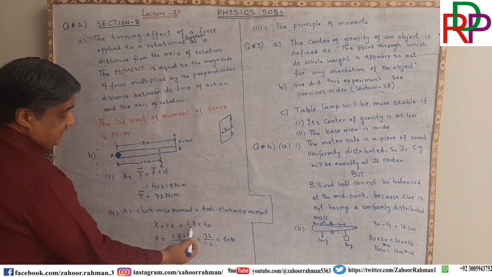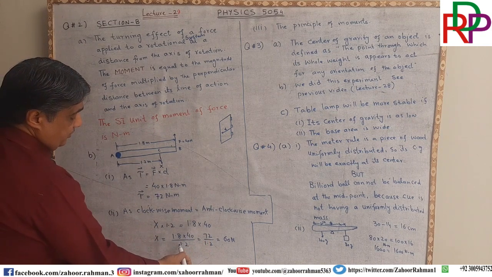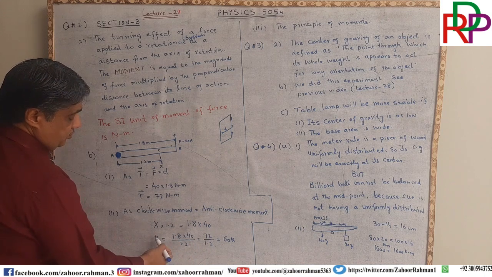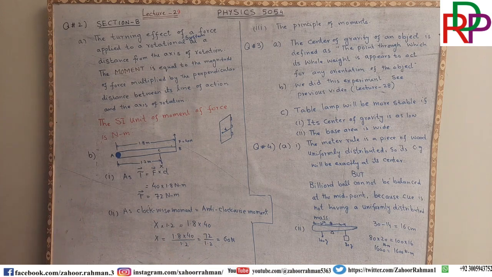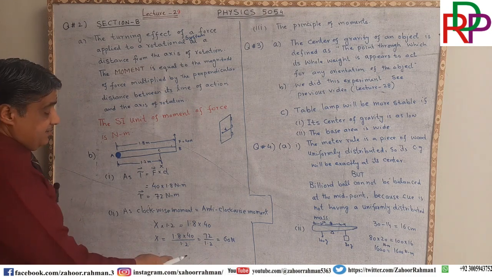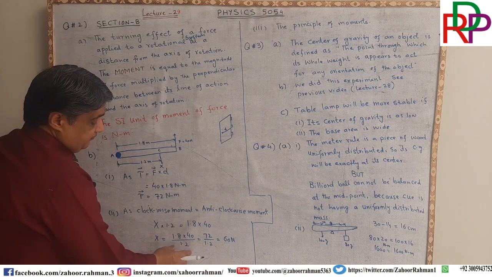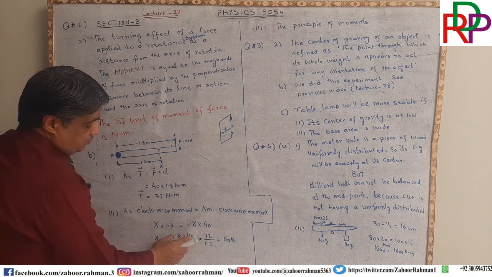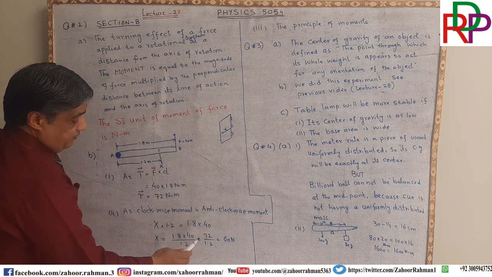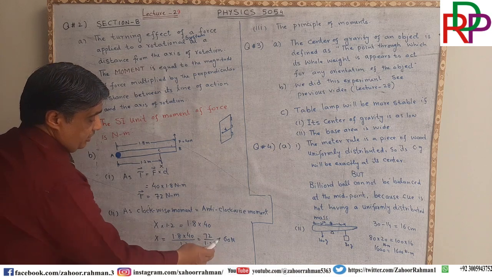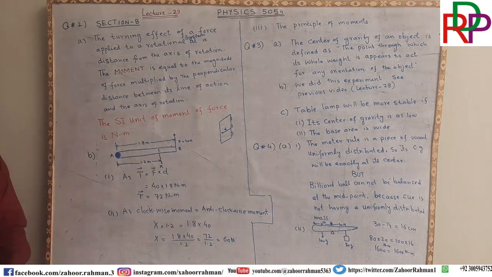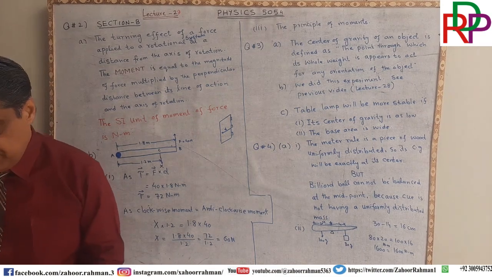So it means that X equals 1.8 times 40, which is 72, divided by 1.2, because we are finding the value of X. So we are making X the subject. So 72 divided by 1.2, it will be 60 Newton.